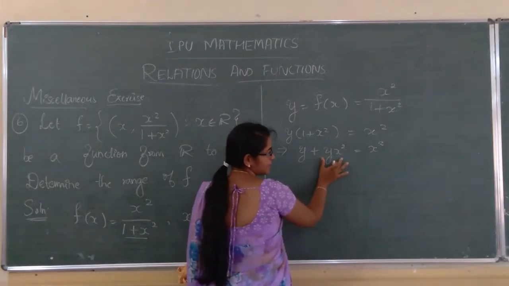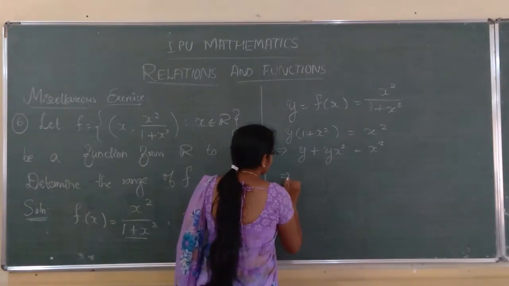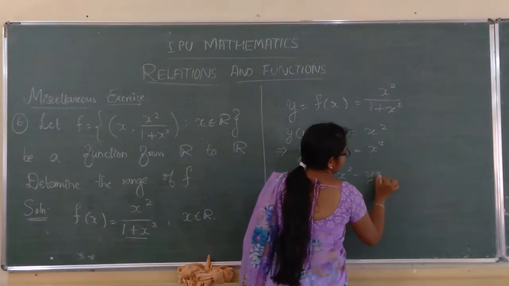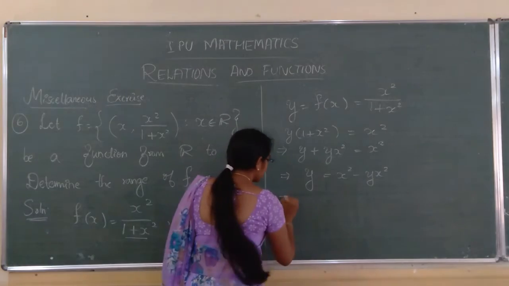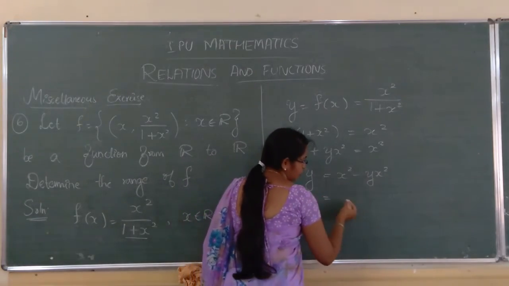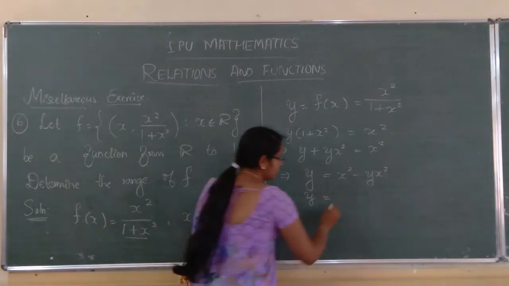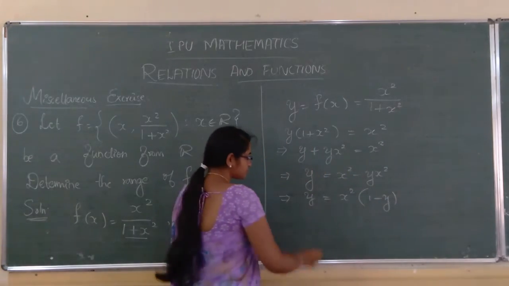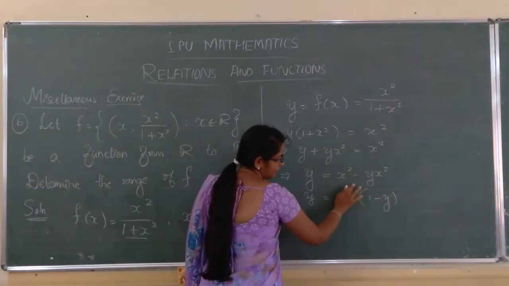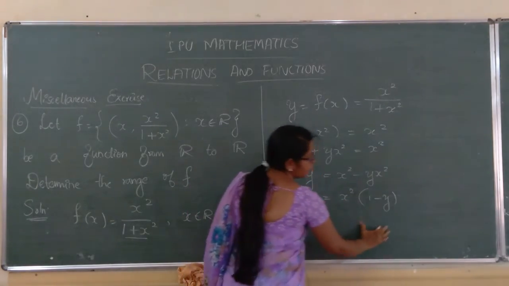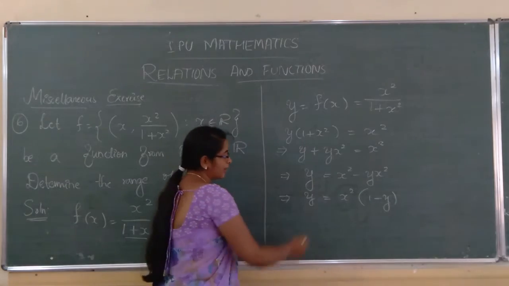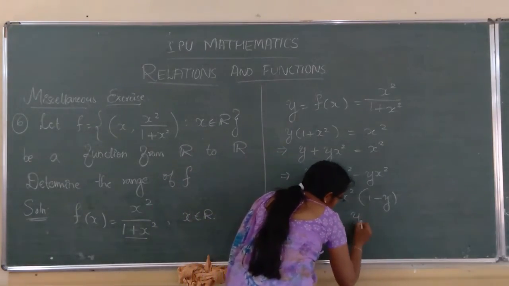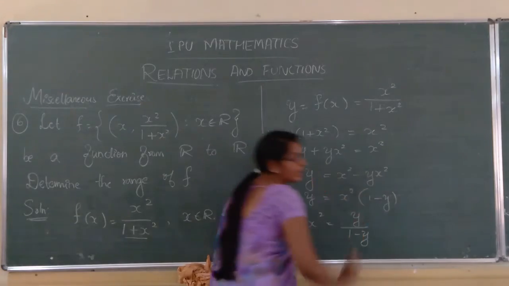I will take this yx square to the other side. What will be? y is equal to x square minus yx square. That implies y equals, I can take x square common. So, x square common, 1 minus y I get. After this I will keep x square here itself and will take the 1 minus y to the other side. What does that imply? x square is equal to y divided by 1 minus y I will get.